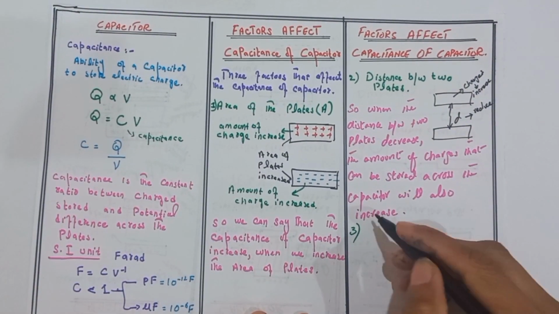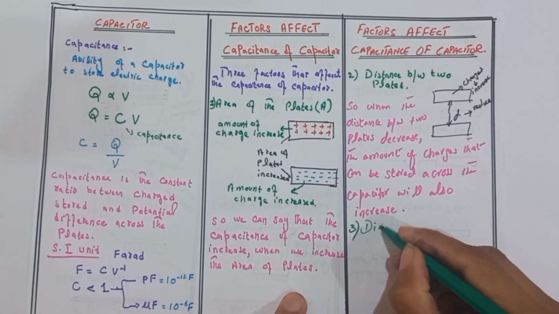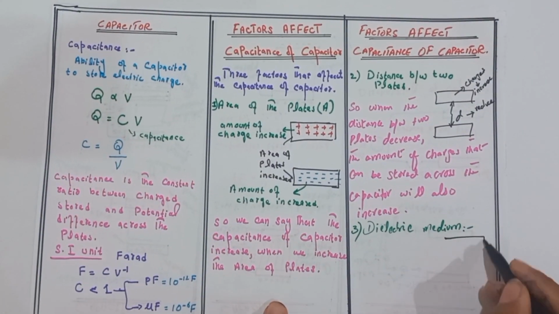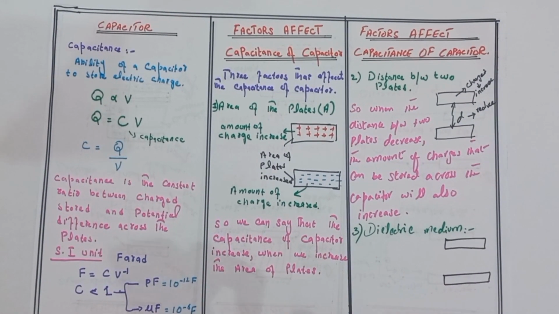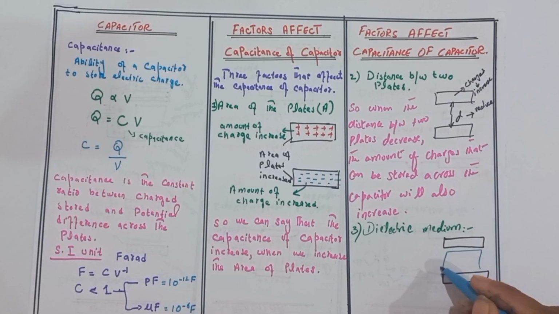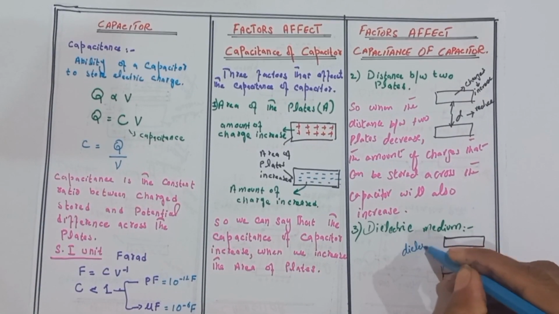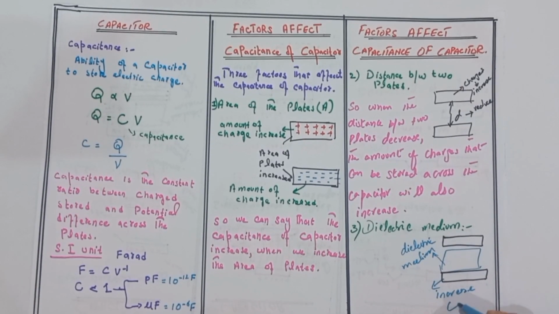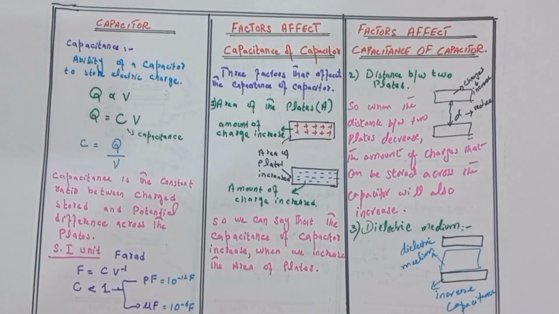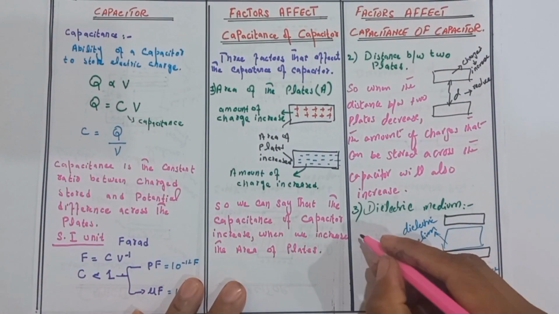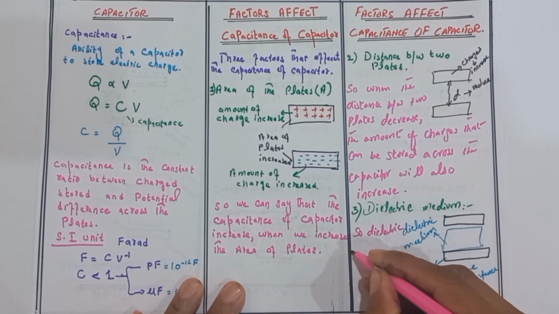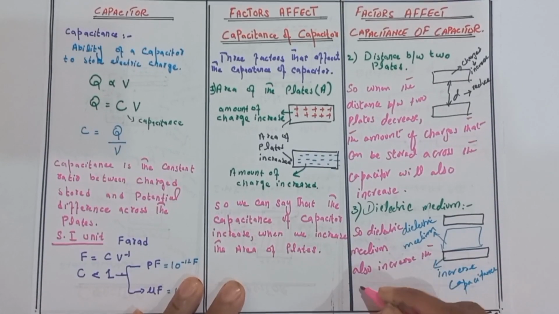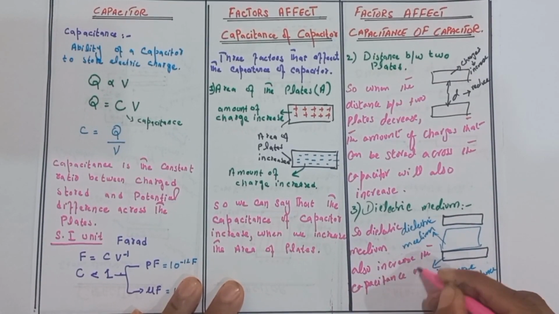The third factor that affects the capacitance of a capacitor is the dielectric medium. The dielectric medium between the two plates will also increase capacitance. So a dielectric medium also increases the capacitance of the capacitor.